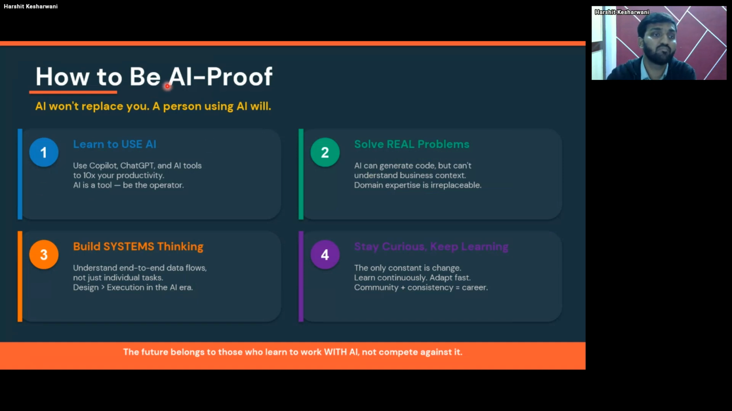And how to be AI proof in this market. So of course, you have heard this thousands of times: AI won't replace you, a person using AI will. I'm also saying the same because it's really important right now to use AI tools, because the expectations in the industry are really high right now.